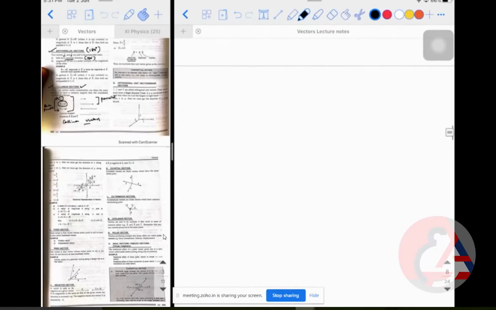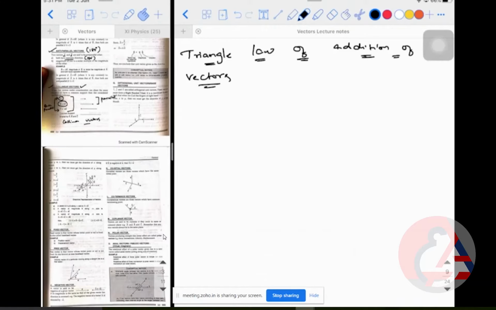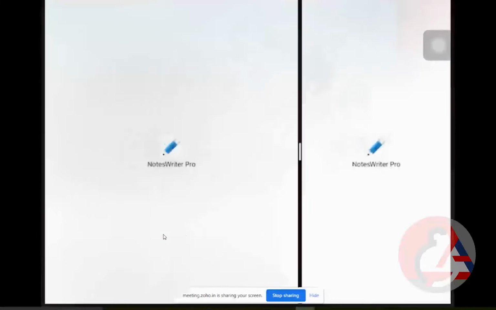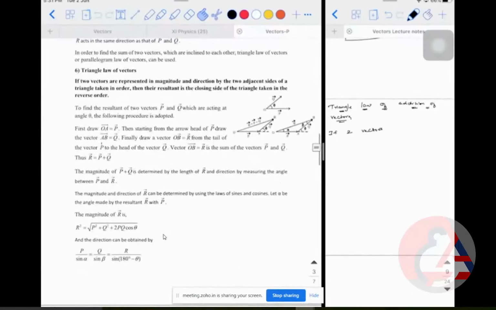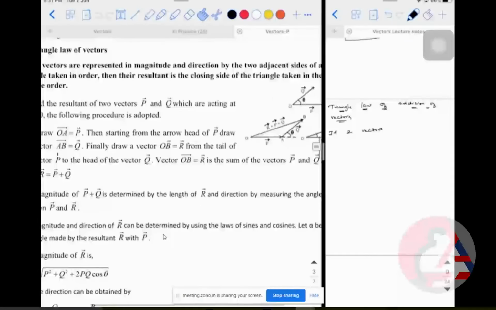So this is over. The next concept that we are going to discuss is called the triangle law of addition of vectors. So this is what we are going to see. Write down the statement for it. I'll show you the statement itself. Make a note of it. Triangle law of vectors. Write down the statement in bold.